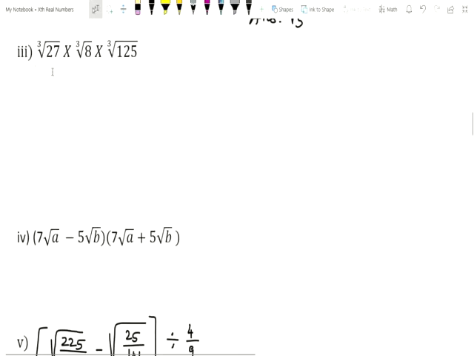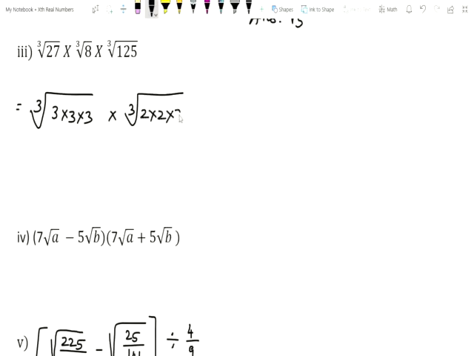Cube root of 27 into cube root of 8 into cube root of 125. Here in 27, how can you split this, children? 3 into 3 into 3. Cube root of 8: 2 into 2 into 2. Cube root of 125: 5 into 5 into 5. Okay, so now you write this. Here cube root is there.